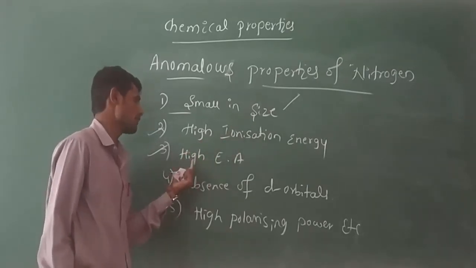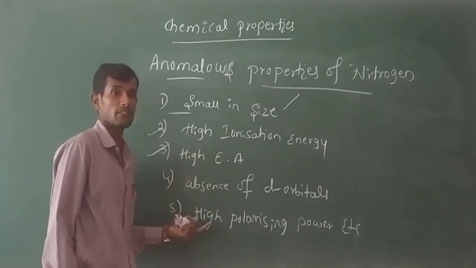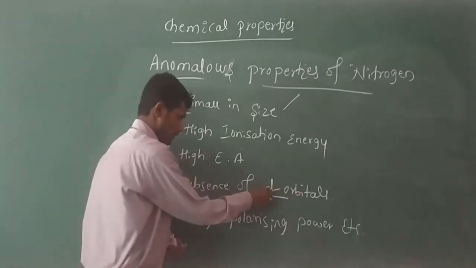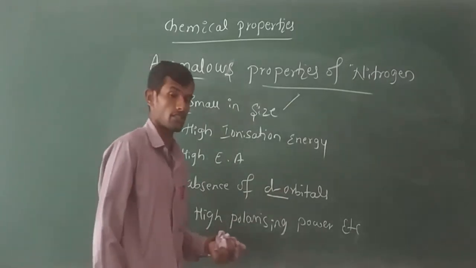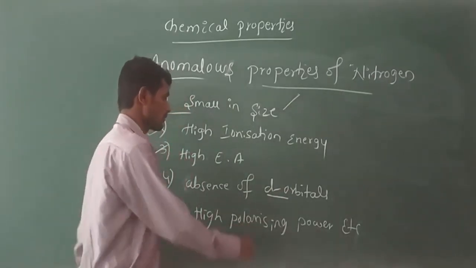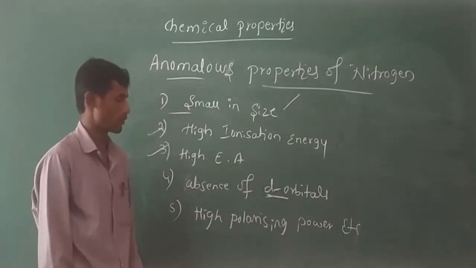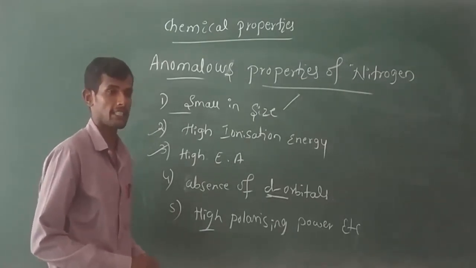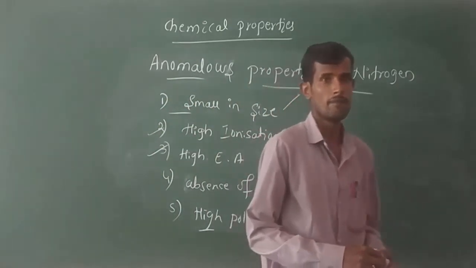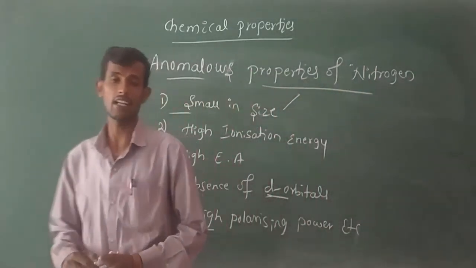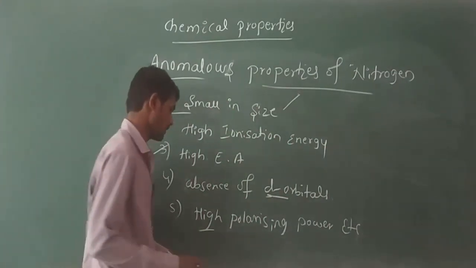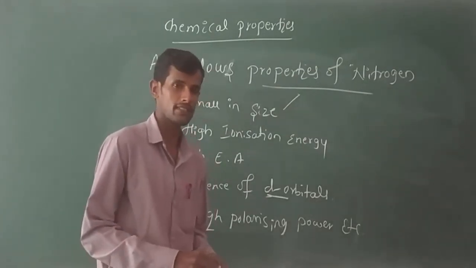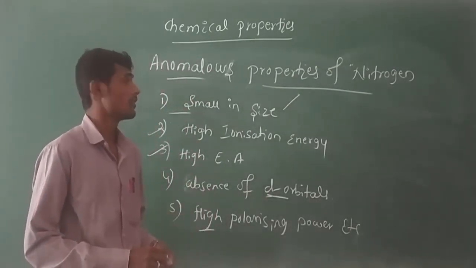These ionization energy and electron affinity values are higher when you compare with the other elements present in the same group. And when you write the electronic configuration of all the 15th group elements, we observe the absence of d orbitals in nitrogen. Nitrogen has high polarizing power. What is polarizing power? It is the ability of a cation to distort the anion. Okay, remember these points. In this video we discussed the chemical properties of 15th group elements.